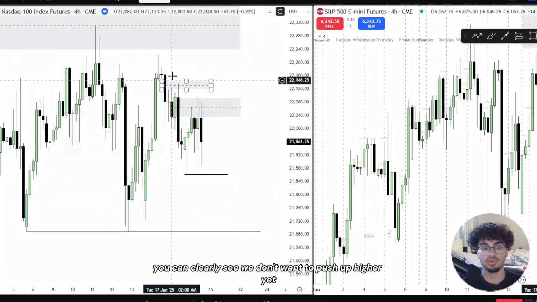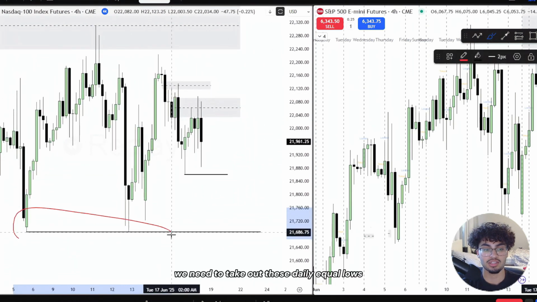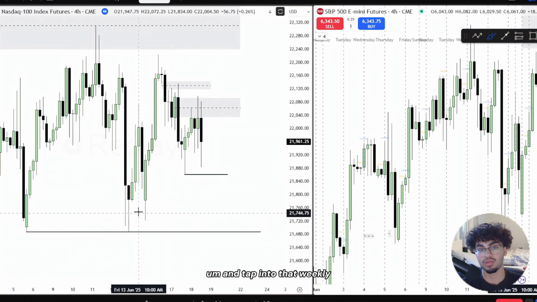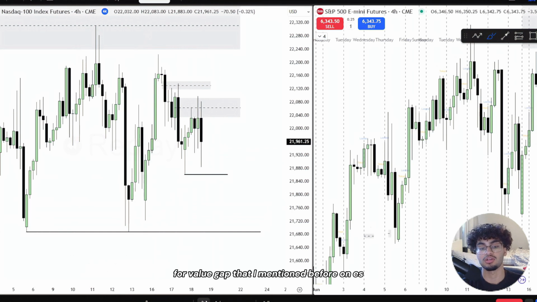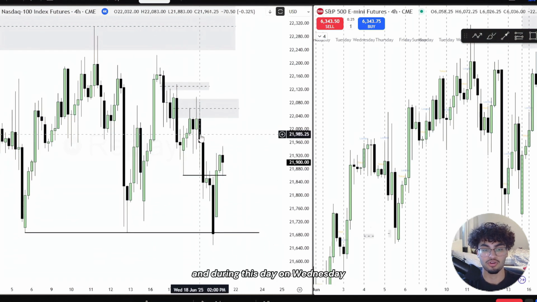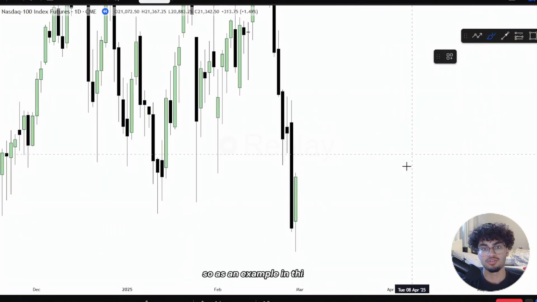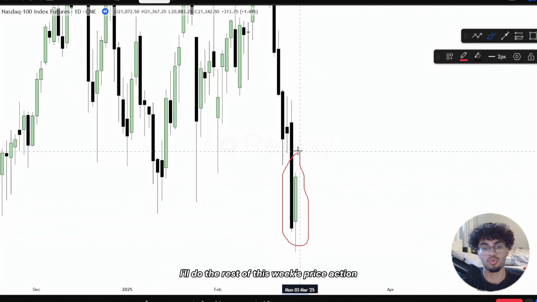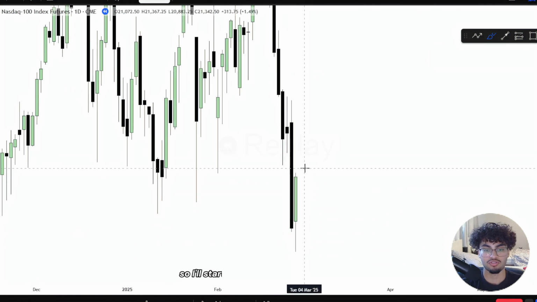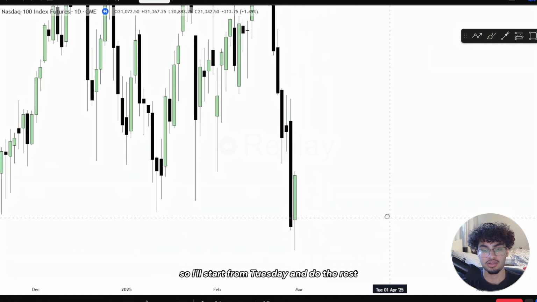You can clearly see we don't want to push up higher yet. We need to take out these daily equal lows and tap into that weekly fair value gap that I mentioned before on ES. So we can clearly see that we just dump lower, and during this day on Wednesday, we would have a bearish bias. So as an example in this video, I'll do the rest of this week's price action. So we start here on Friday actually. So I'll start from Tuesday and do the rest.